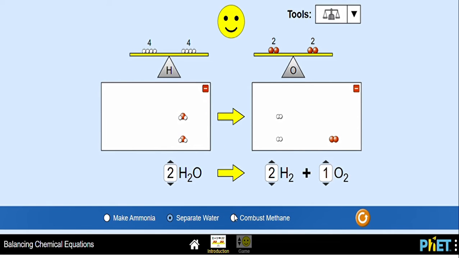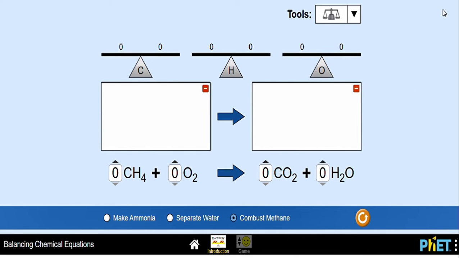Okay. Now let's work upon the third equation, which is combust methane, right? Now we have here three elements. First is carbon, second is hydrogen and oxygen. So we have to balance it here, because here we can see hydrogen is 4 but here is 2. So it is not balanced. We need to balance this equation. So how are we going to balance those equations?